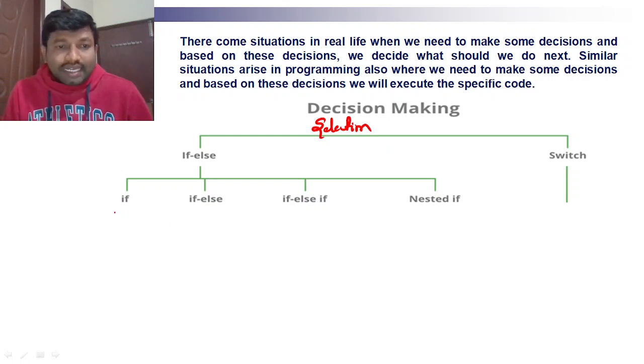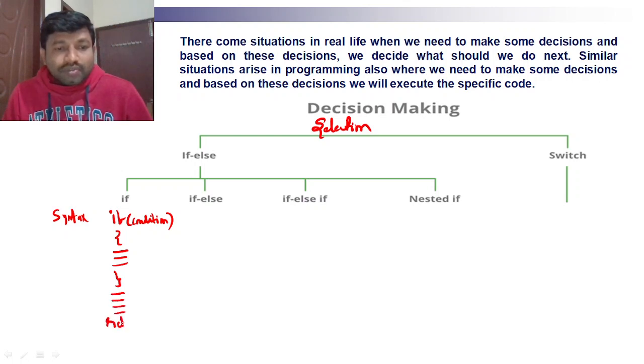So how do you write in the programming? So I want to write the syntax of these statements. If, let me write condition. If condition is true, so we are going to execute the set of statements. So if it is not true, we will execute normal statements. We say return 0, end of the main. Fine.